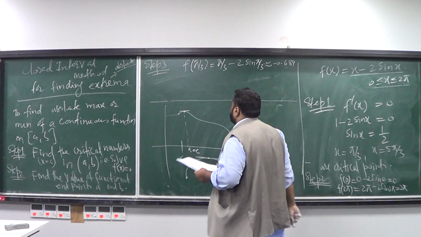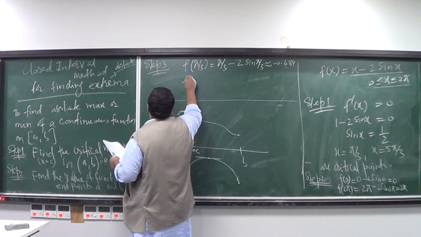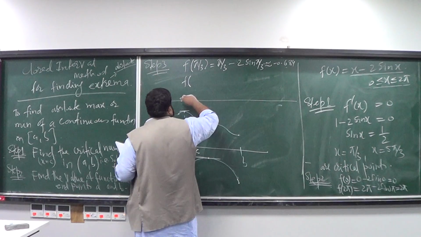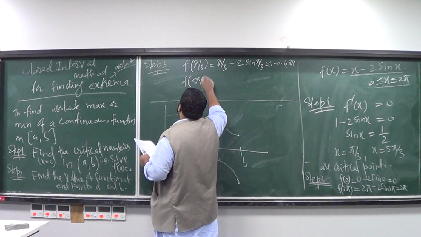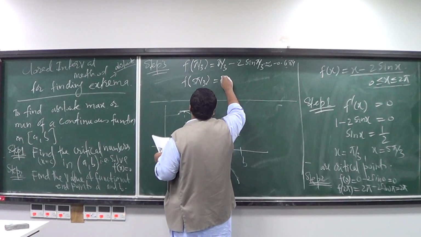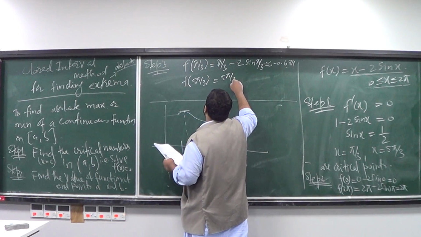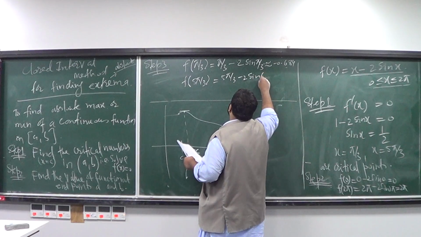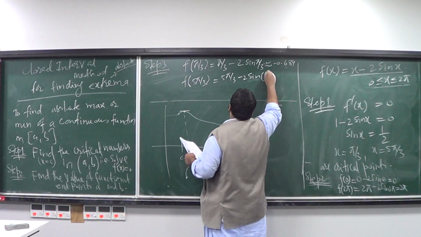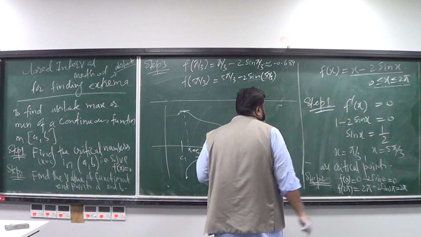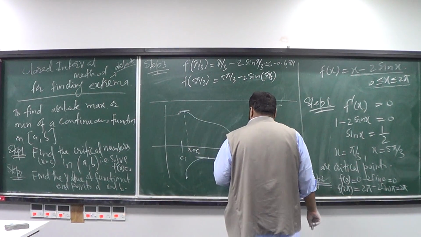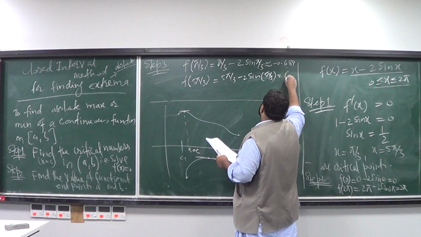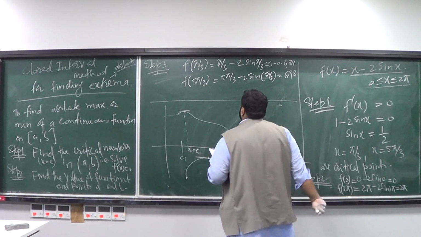Okay, something like that. And what is f of 5 pi by 3? So the 5 pi by 3 is going to be 5 pi by 3 minus 2 times sine 5 pi by 3. Okay, and it turns out to be a number that is 6.98.